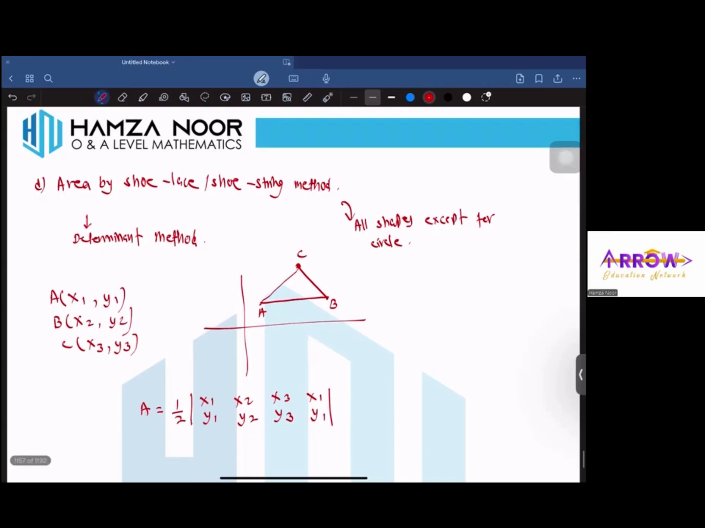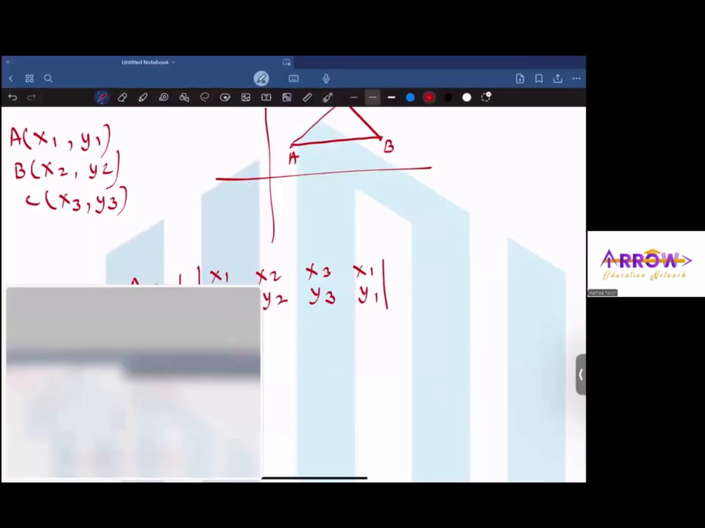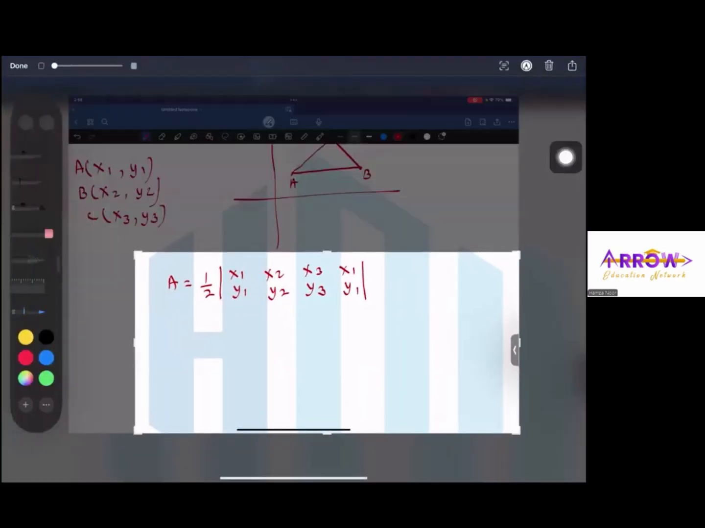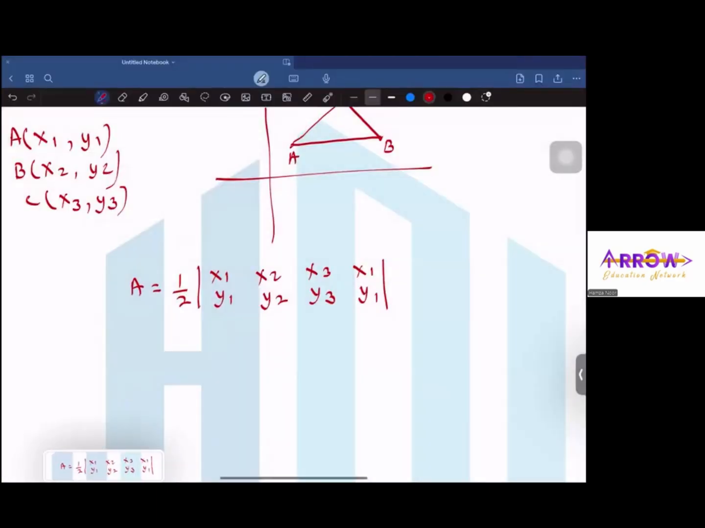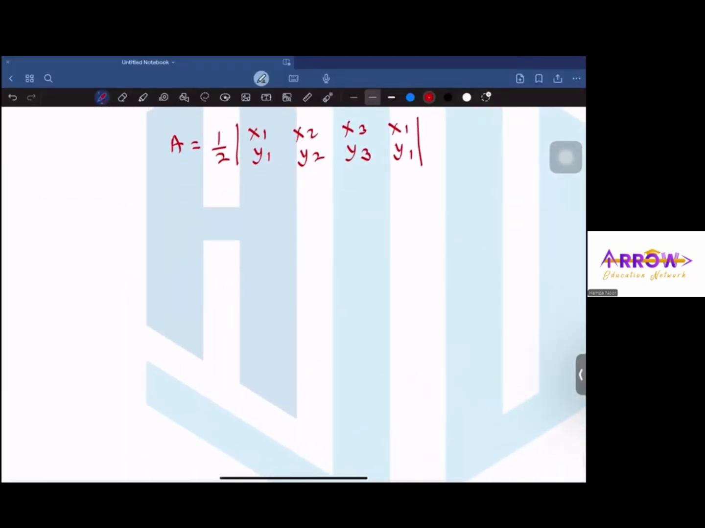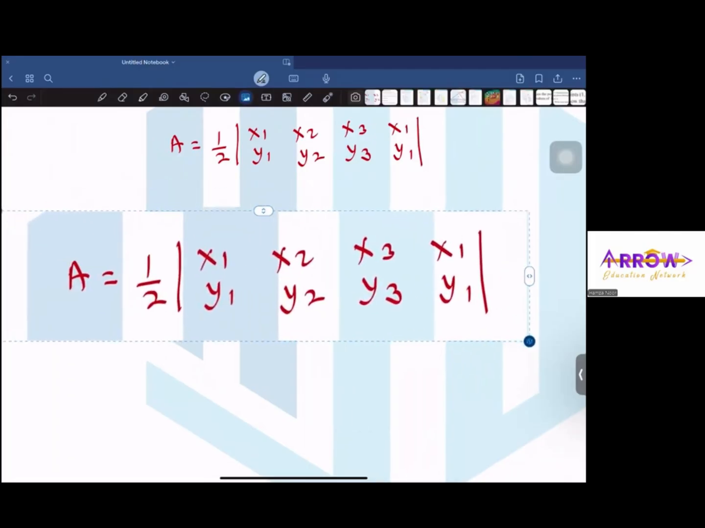You are going to write your formula in this way. And after that, I'll just take a screenshot of this, and I'll enlarge the picture over here. We will basically use a particular pattern. In order to find the area, first of all, you write half multiplied by the modulus sign.